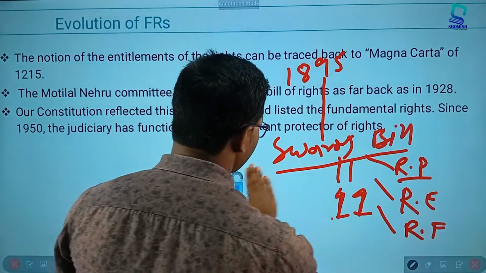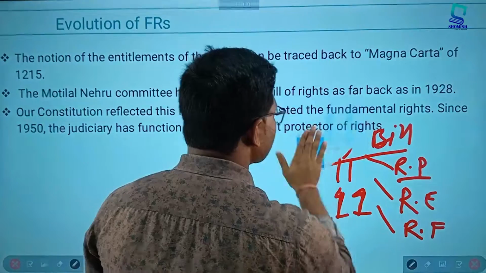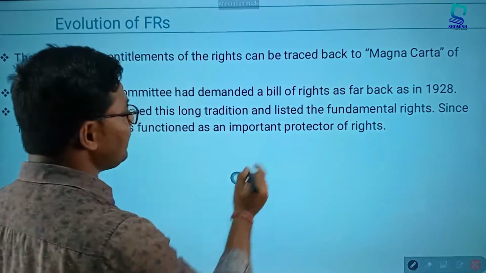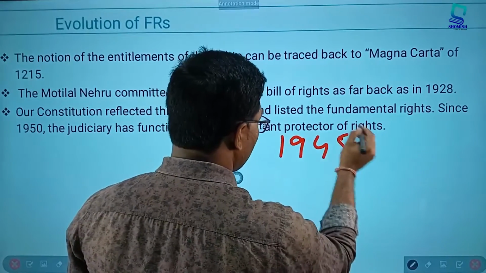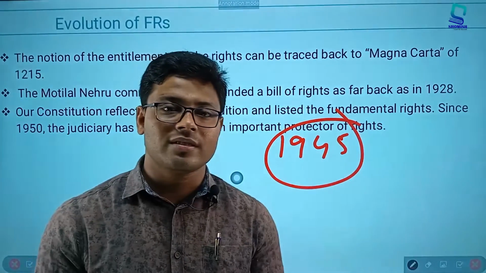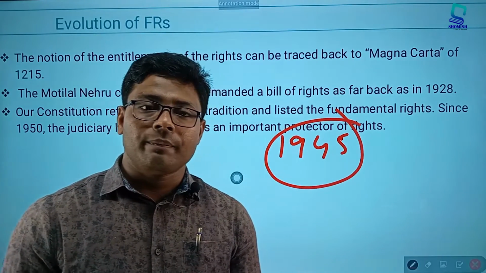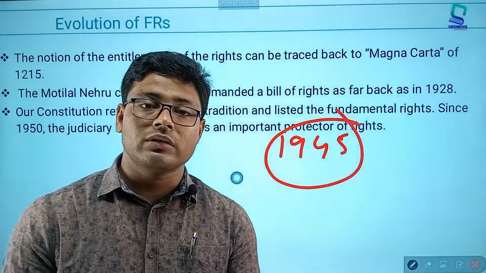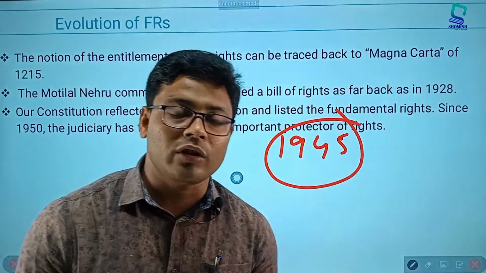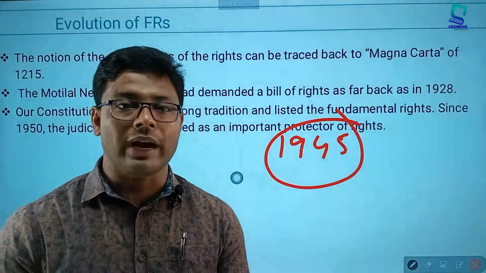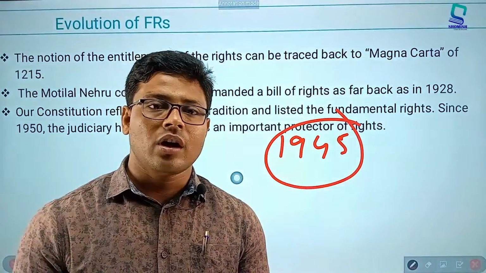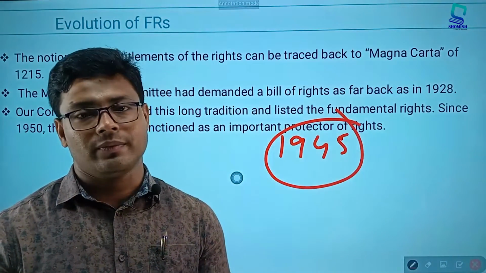Thereafter, 1945, the report of Sapru Committee. The formation of this committee also was very important, because Sapru Committee was the committee who sought the rights of all sections of people, minorities, disadvantaged groups, majorities, all the sections of people's rights.